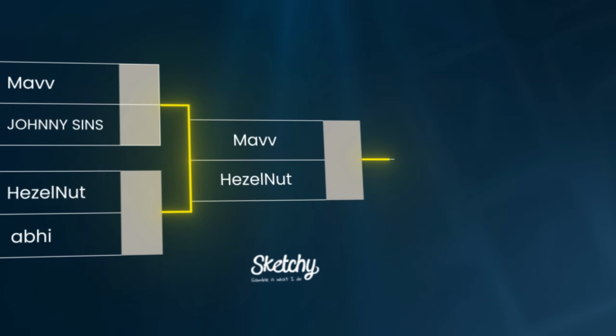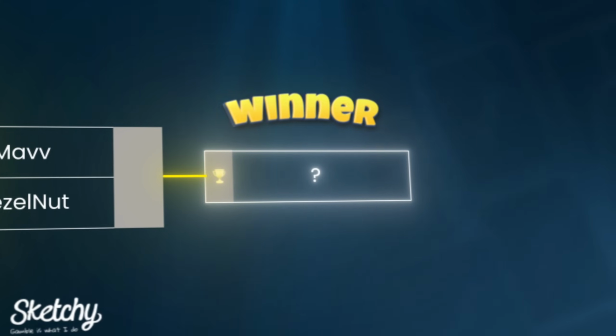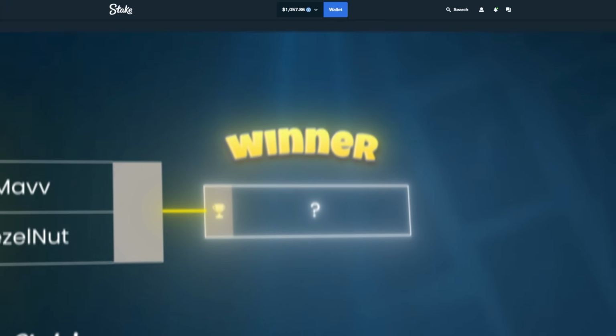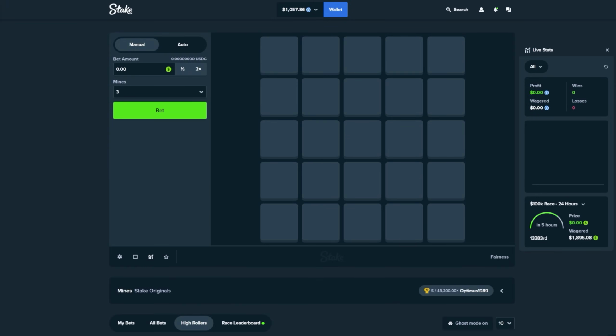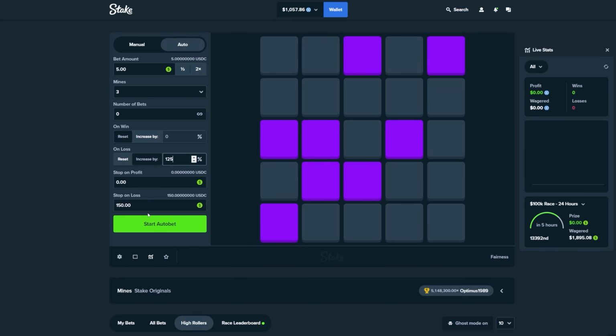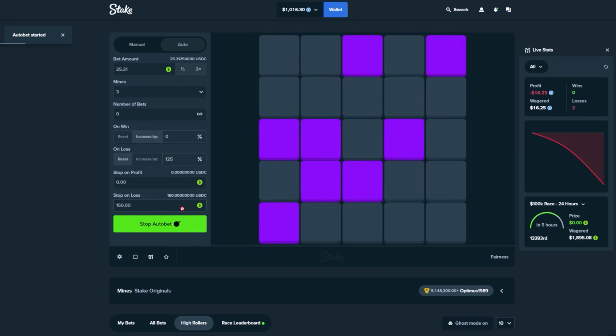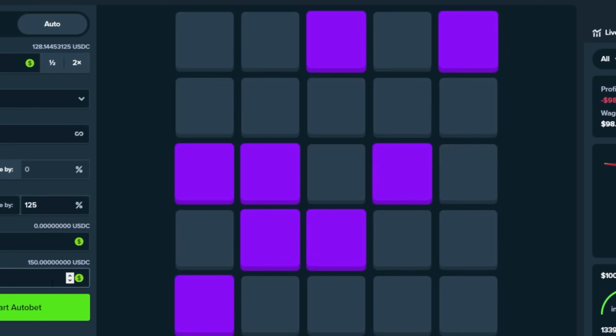Alright guys, this is the time for the grand final right now. Who gonna take a $75 prize? Okay, we have Imav with the mines, and we have Hazelnut with mines too. So this is mines versus mines. Alright guys, the first strategy on grand final right now. Let's go. 1 minute timer by the rules is rolling right now.